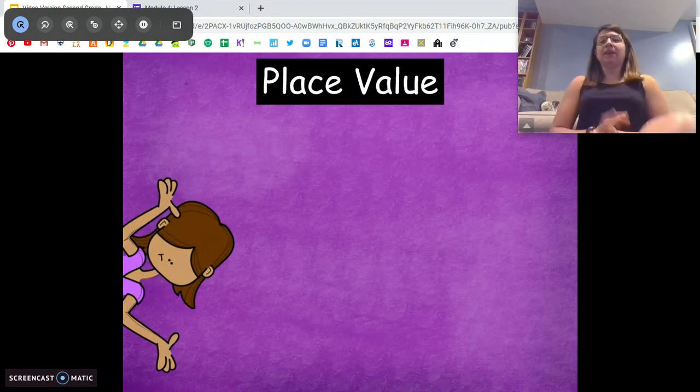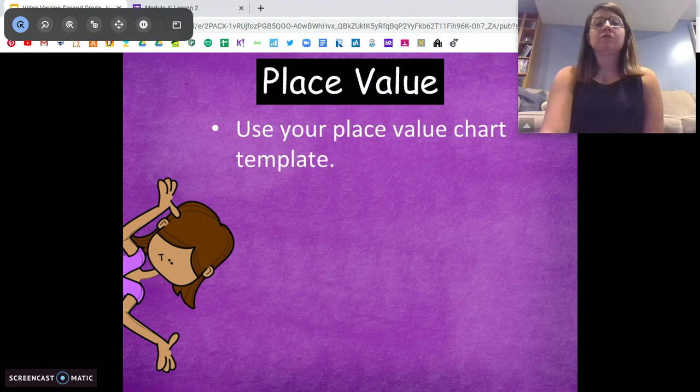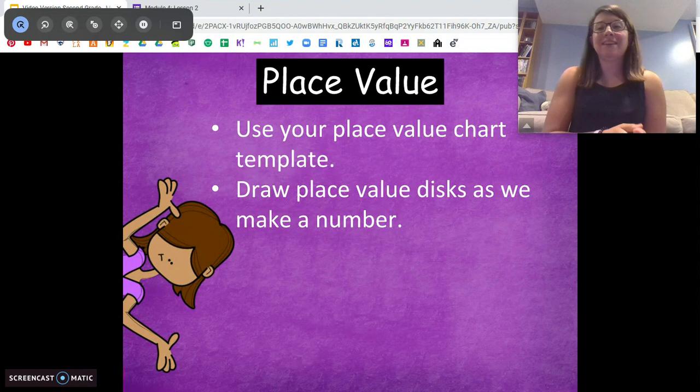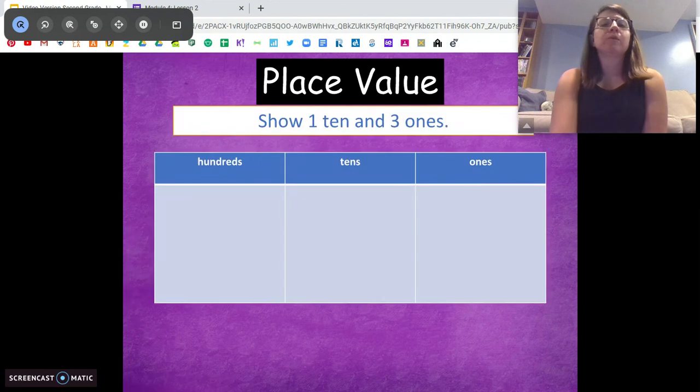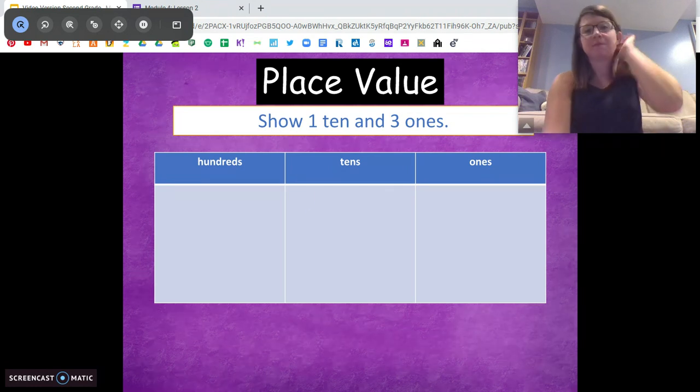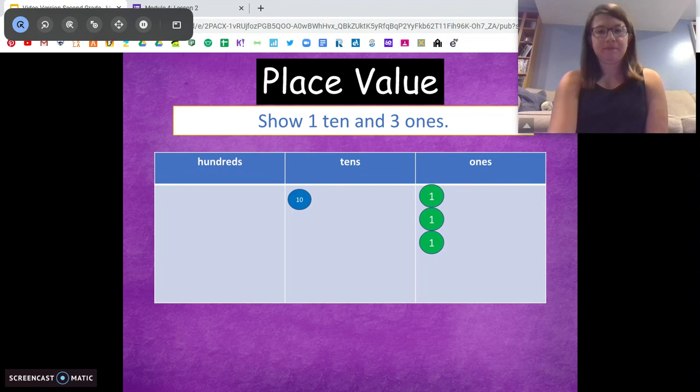Our warm-up today, we're going to use our place value chart. So grab your place value chart and your place value discs. I'm going to give you a number, and I want you to show me that on your place value chart. Easy enough. Here we go. So I want you to show me 1 ten, 3 ones. Pause. Show me 1 ten, 3 ones. All right, it should look like this.